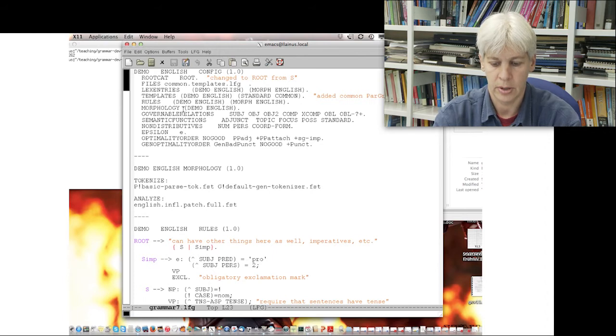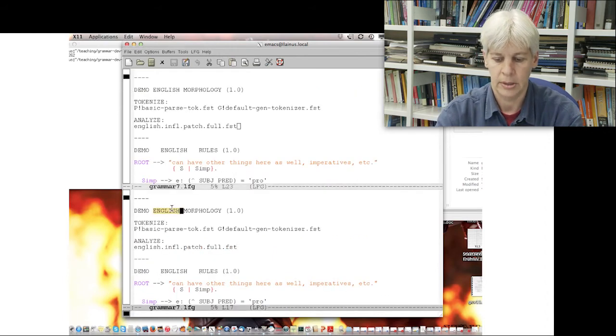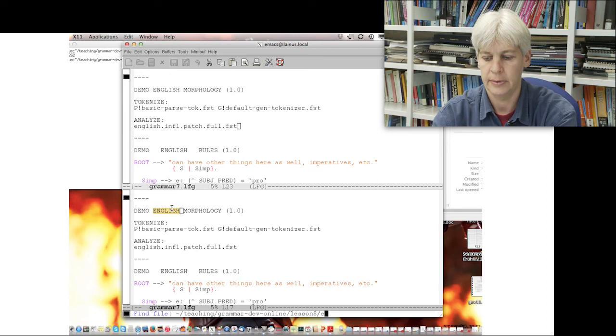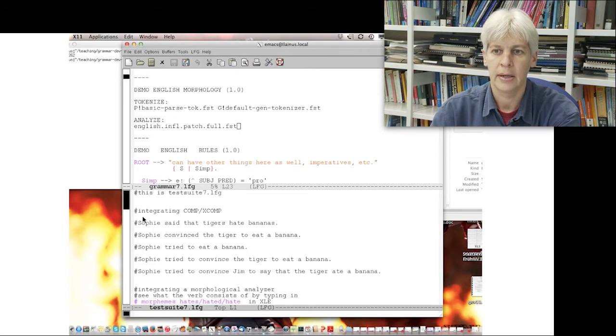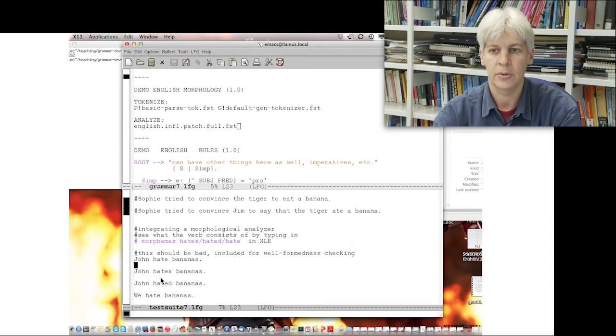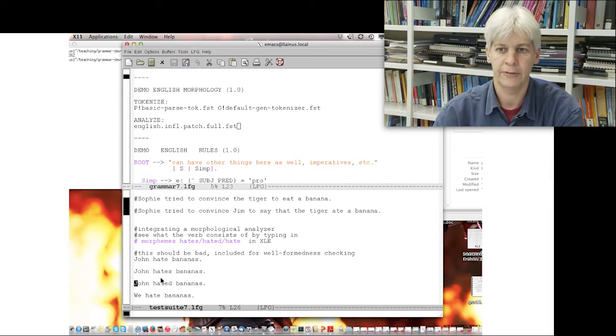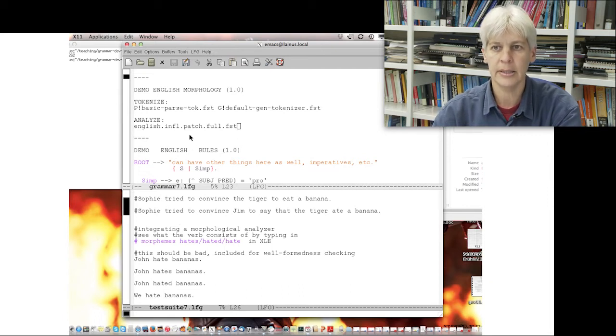So I'm going to call up the test suite, which is test suite 7. I've made a new test suite 7. In here I've got the sentences I'm going to cover with you today, integrating comps and ex-comps, but I've commented them out so far. Below are the sentences that are supposed to be working so far. So let's just make sure that they do indeed still work.